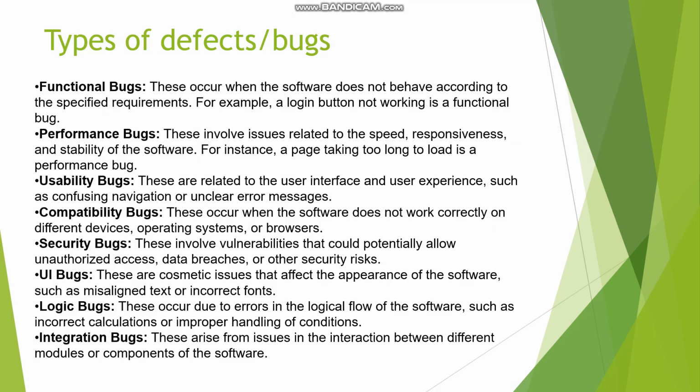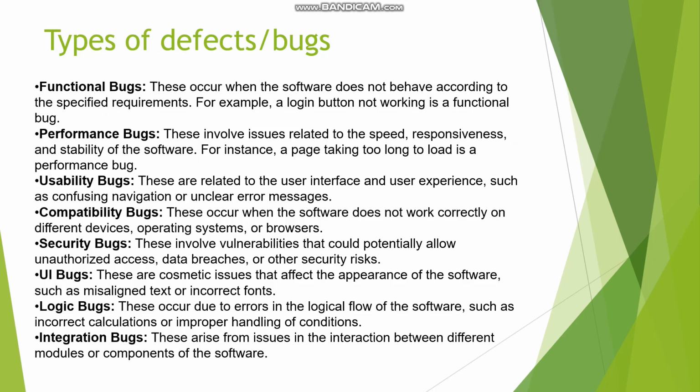Usability bugs. These are related to the user interface and user experience, such as confusing navigation or unclear error messages. Compatibility bugs. These occur when the software does not work correctly on different devices, operating systems, or browsers. Security bugs. These involve vulnerabilities that could potentially allow unauthorized access, data breaches, or other security risks.